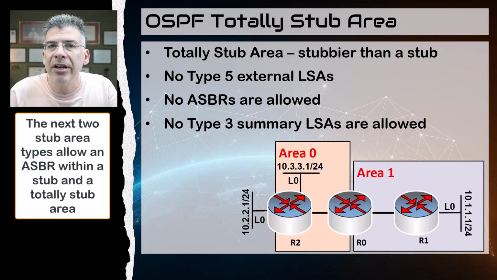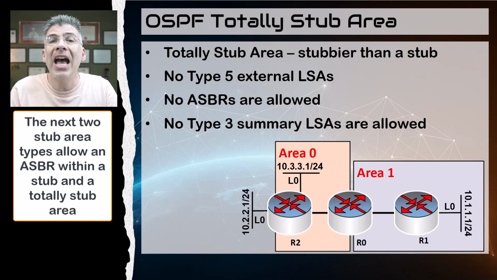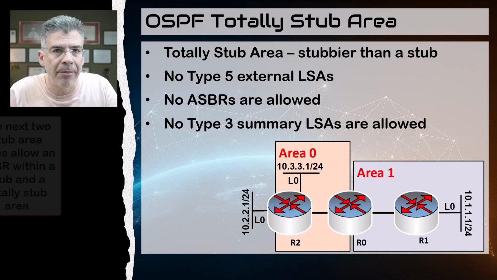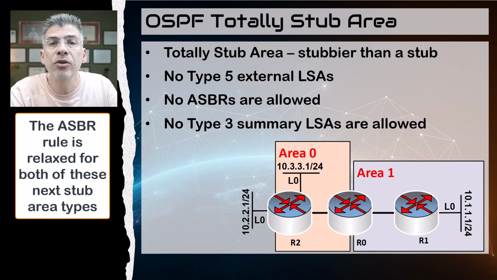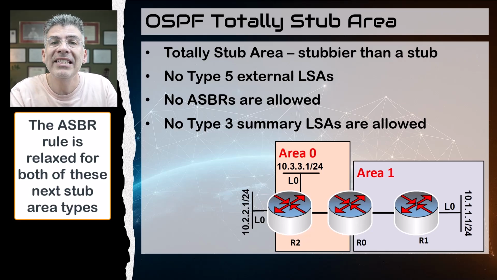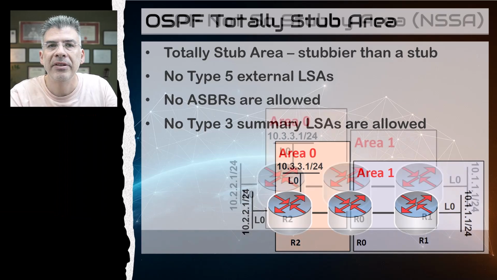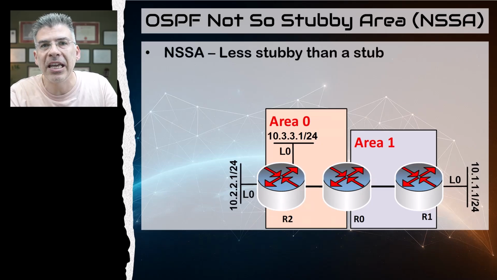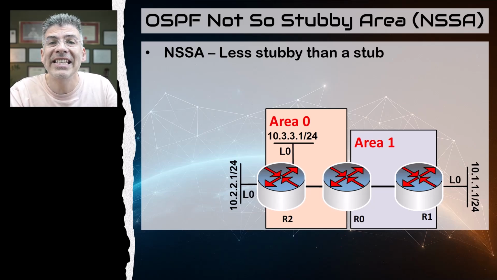Now, the next two areas are a result of an attempt to add an ASBR to a stub area and to a totally stub area. In other words, the next two stub area types relax the ASBR rule. Let's take a look at the first of these. This is called a Not-So-Stubby Area, or an NSSA. Really creative naming. So this is the same as the stub area, but without the rule of no ASBR allowed.